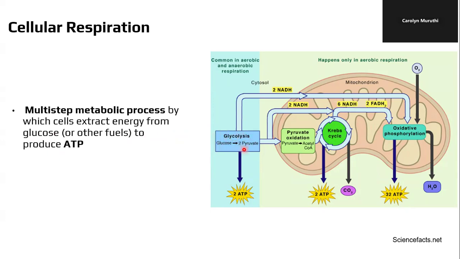When you look at glycolysis, it's all about converting glucose to two molecules of pyruvate. It occurs in the cytosol and it's common in aerobic and anaerobic respiration, and it will result in a yield of 2 ATPs. The next two processes occur in the mitochondria. We have the Krebs cycle, which generates 2 ATP. And here we have the products, that is 6 NADH and 2 FADH₂, which are taken up in the oxidative phosphorylation process, which results in the generation of 32 ATPs. Now, these two happen only in aerobic respiration.